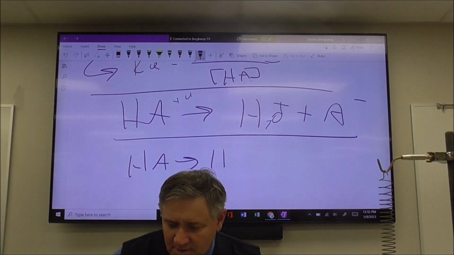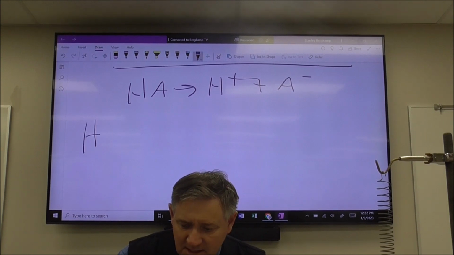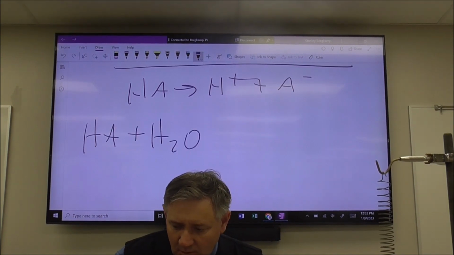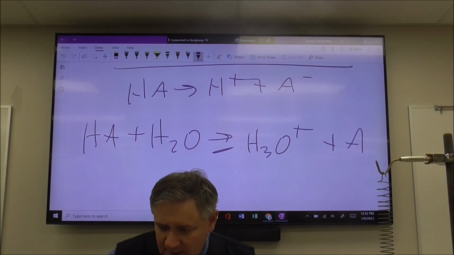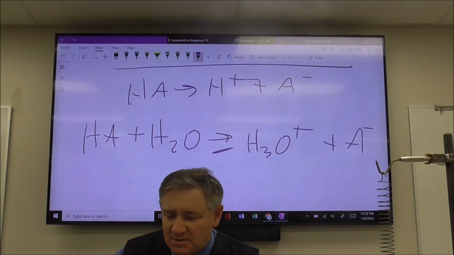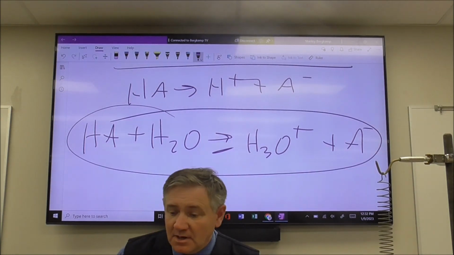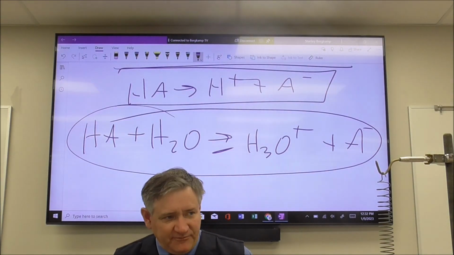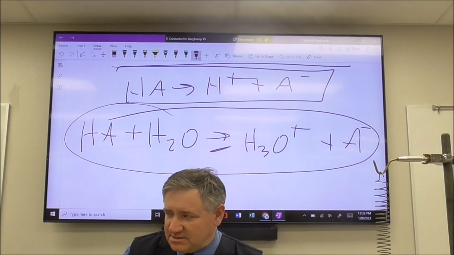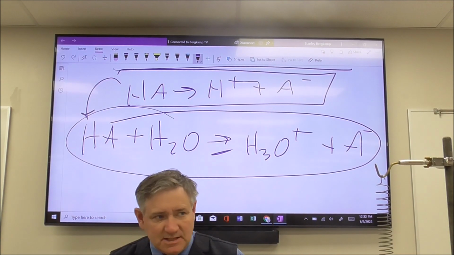So this HA turning into hydronium ions and anions is the same thing as saying the acid plus the water yields hydronium ions and the anion. Okay? So this is technically more correct. Okay? But typically that's how we write it because chemists are efficient. Some might call it lazy, but let's just call it efficient. So these two things mean the exact same thing.